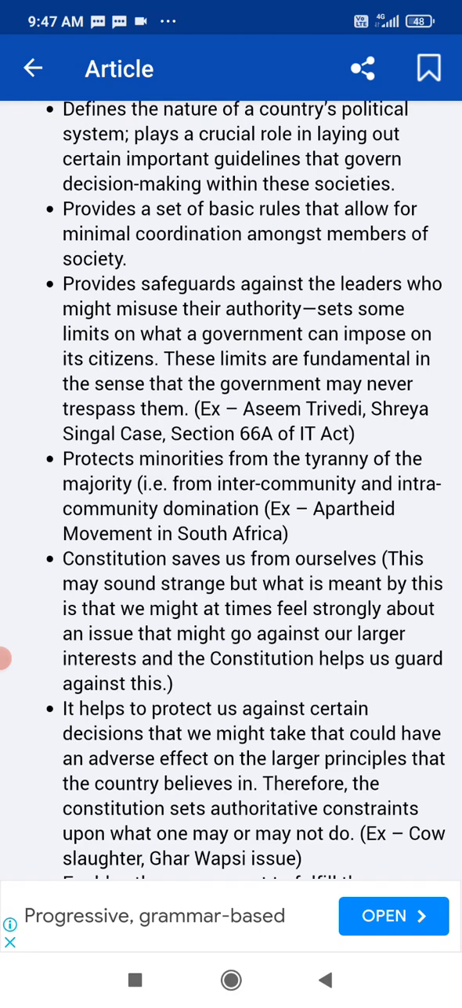It protects minorities from the tyranny of the majority, that is, from inter-community and intra-community domination. Example: apartheid movement in South Africa. The constitution saves us from ourselves.